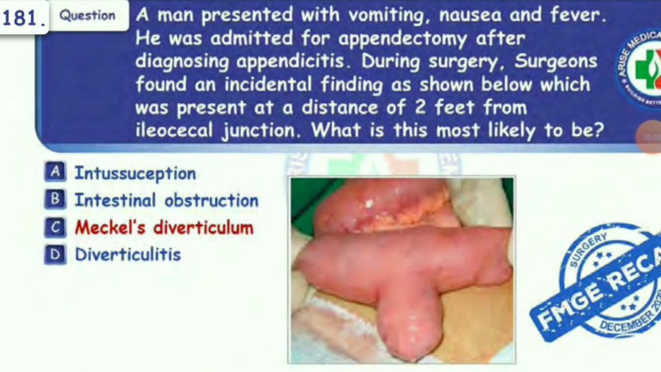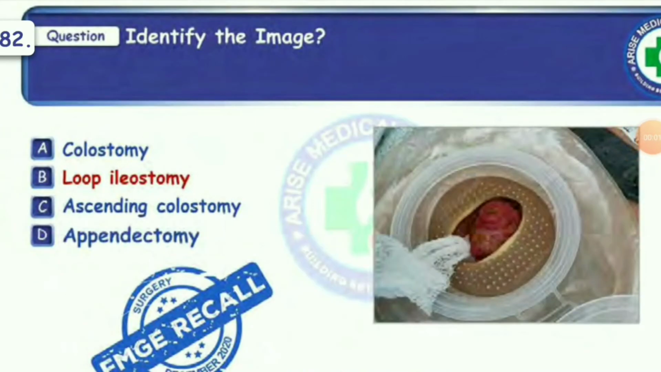Next question, a man presented with vomiting, nausea and fever. He was admitted for appendectomy after diagnosing appendicitis. During surgery, surgeons found an incidental finding as shown below, which was present at a distance of 2 feet from the ileocecal junction. What is it most likely to be? The answer is Meckel's diverticulum. Next question, identify the image. The answer is loop ileostomy.